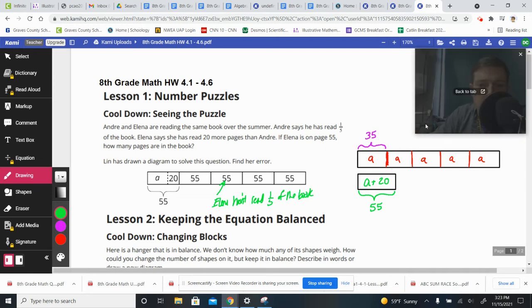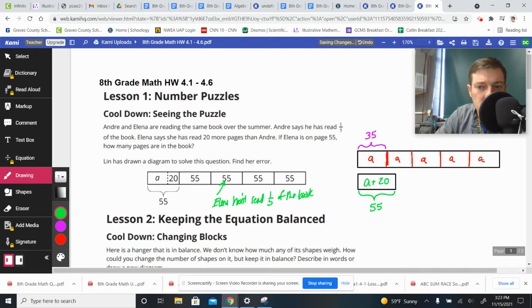And then over here, I kind of show what it should look like. The setup should be Andre, A, has read a fifth of the book. So imagine this entire tape is the book. One, two, three, four, five. Five parts for Andre. And I know that Andre has to be equal to 35 because it says that Elena has read 20 pages more than him, and that would put him at 35, 20 pages fewer than her 55. So A plus 20 being 55, the A's must be worth 35.